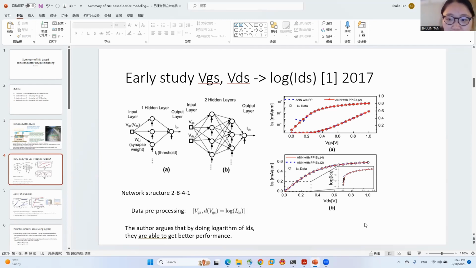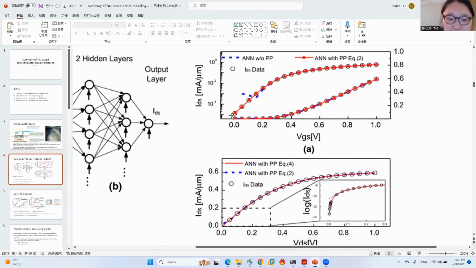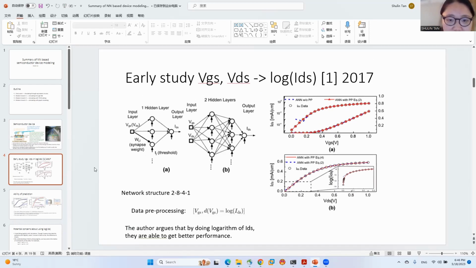So I think that is one of the challenges in setting up deep learning for semiconductor devices, because obviously these two inputs have a different level of effect on your device. Look at here, for VGS, it affects the current from 10 to the minus 4 to 10 to the 0, which is 10,000 times, but VDS is a very small effect. So I do think that's one of the challenges.